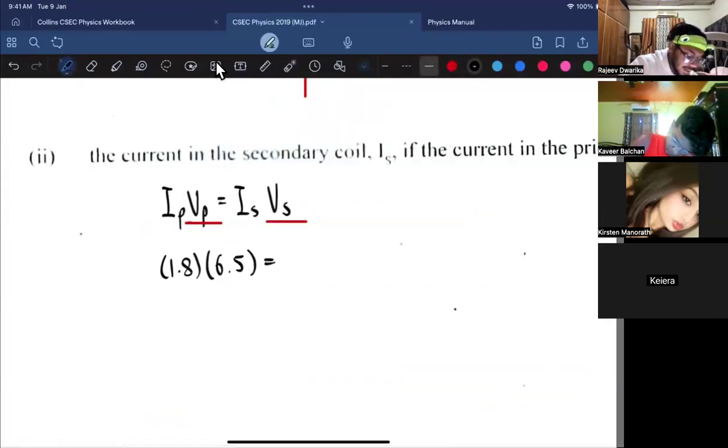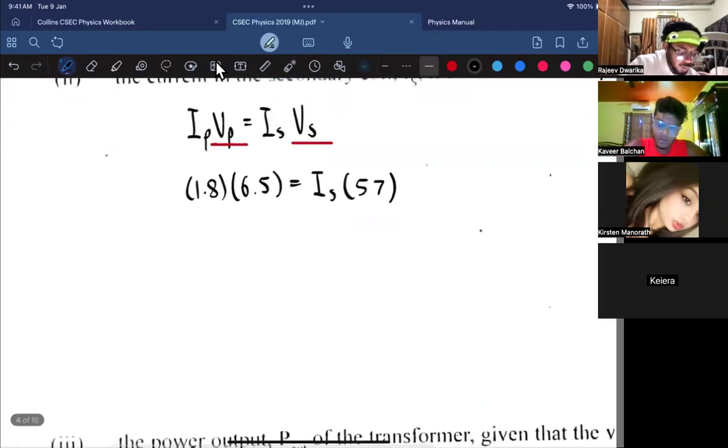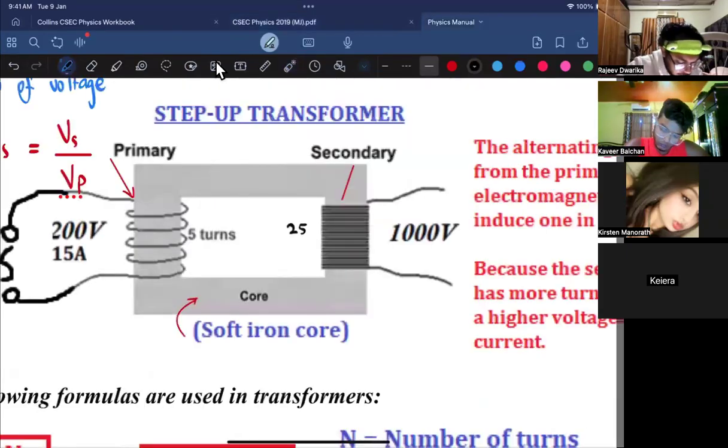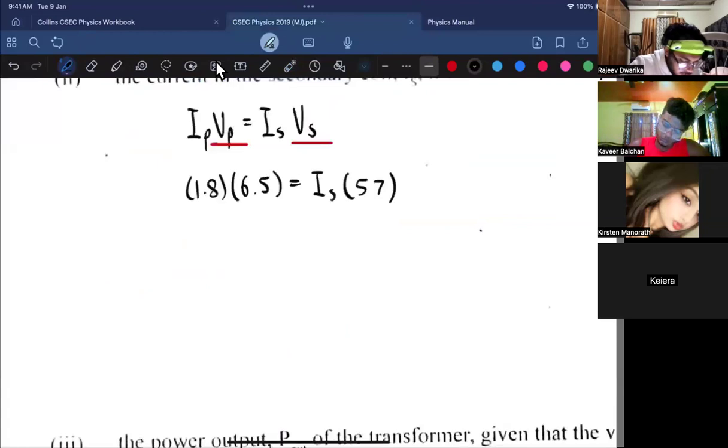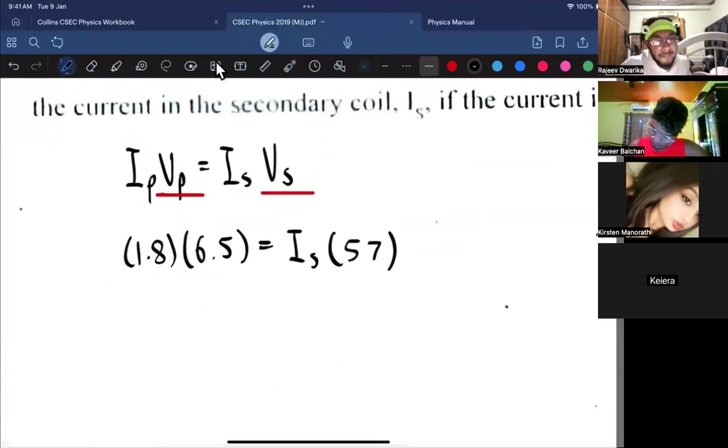And that would be equal to IS multiplied by the voltage in the secondary, which was 57, right? Could you confirm? 57? Yeah. Right. So we need to make IS the subject of the formula. How will we do that? How will we make IS the subject of the formula?